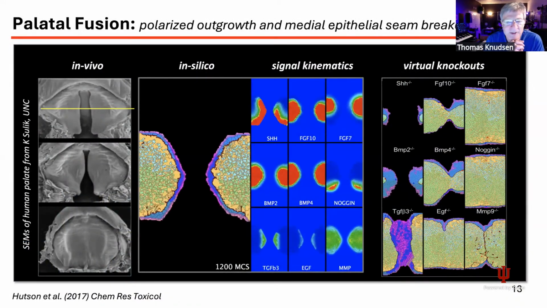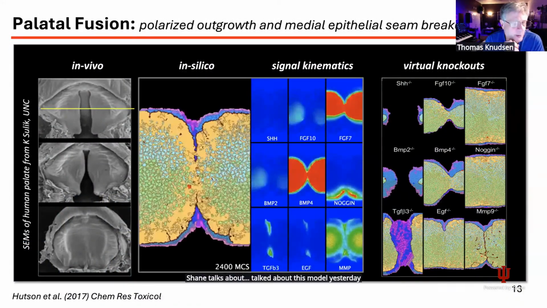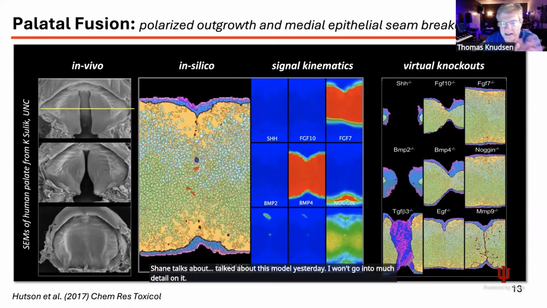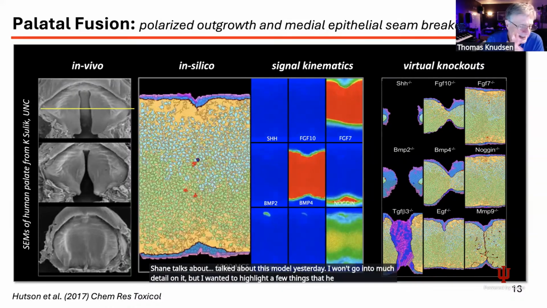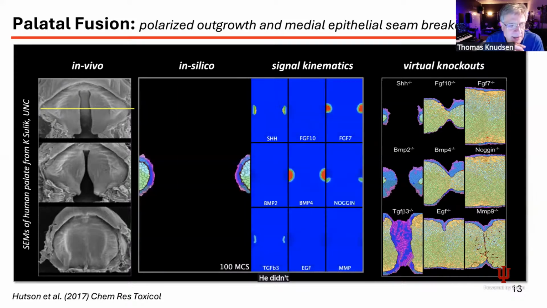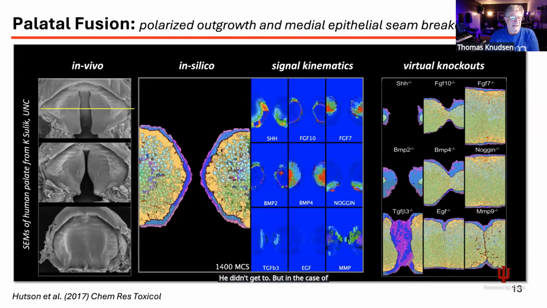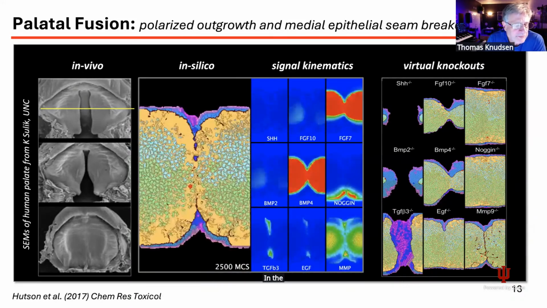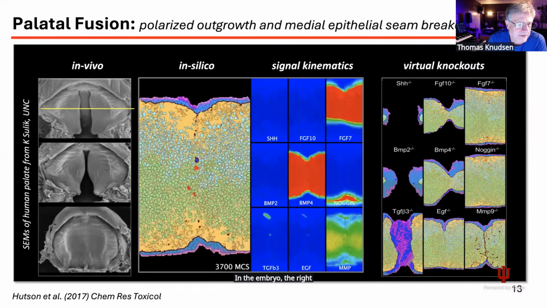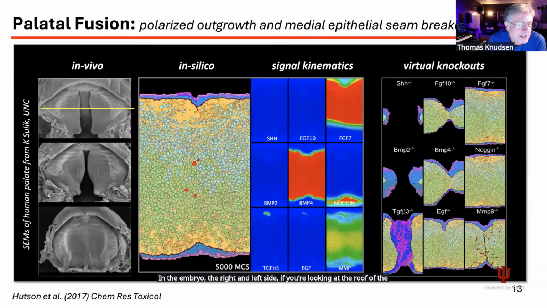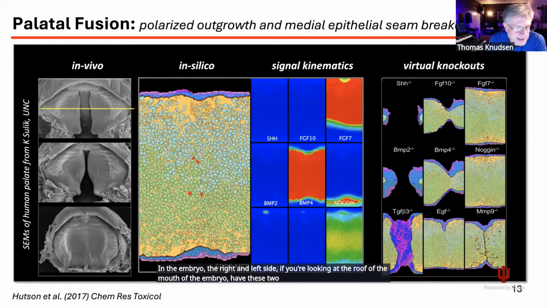Shane talked about this model yesterday. I won't go into much detail on it, but I wanted to highlight a few things that he said and a few things that he didn't get to. But in the case of the palate, of course, in the embryo, the right and left side, if you're looking at the roof of the mouth of the embryo, have these two shelves that have to come together and fuse together in a controlled way.